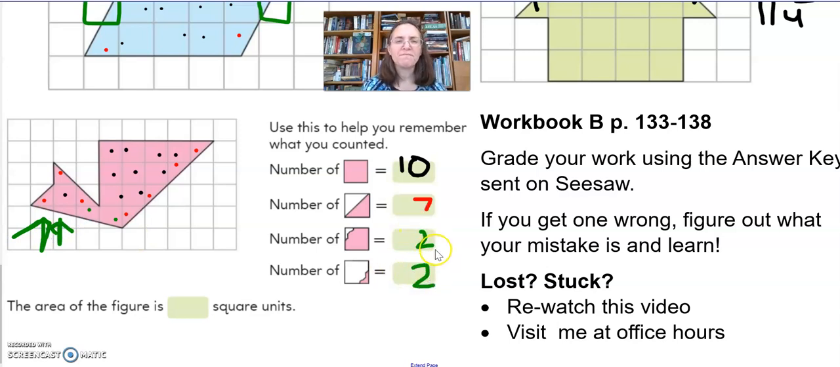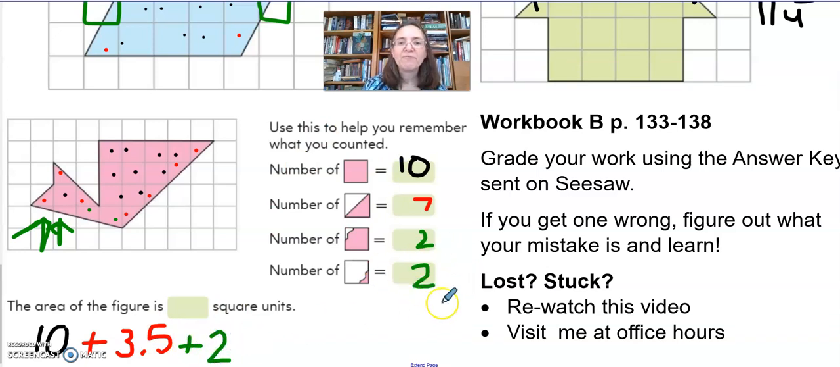So the area of the figure in square units, well, I think it's going to be 10 for the whole ones. And then I think it's going to be 7 halves, but that's the same as 3.5, or I'm even going to write it as a decimal, 3.5, because 5 is half of 10. Now with the mostlies there, I'm going to count that as 2. And right here, I'm going to count that as 0.